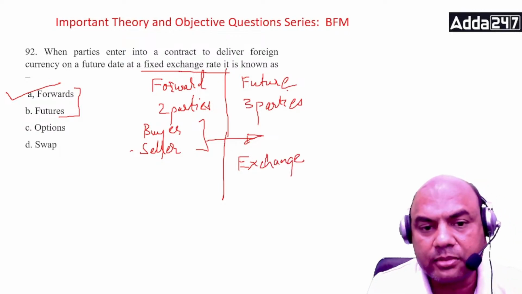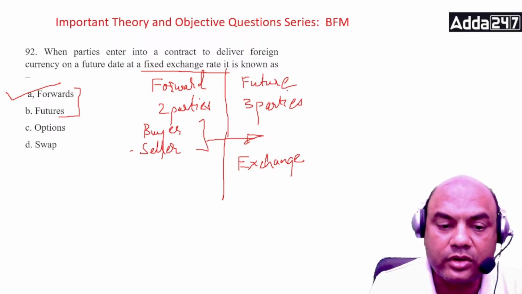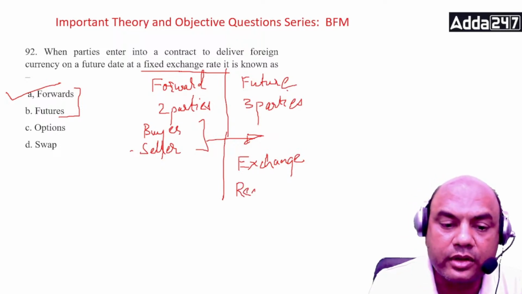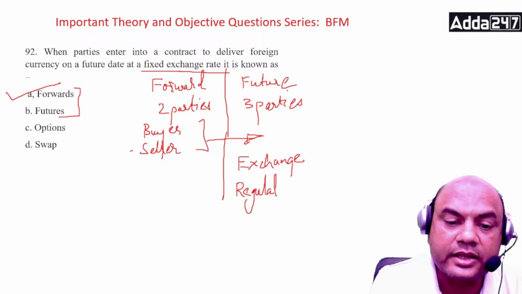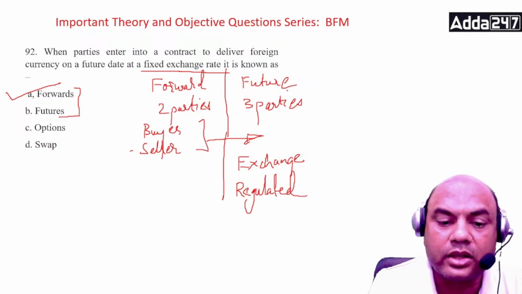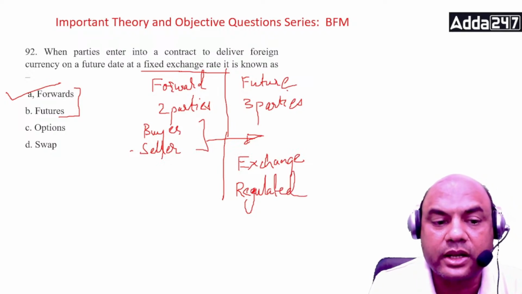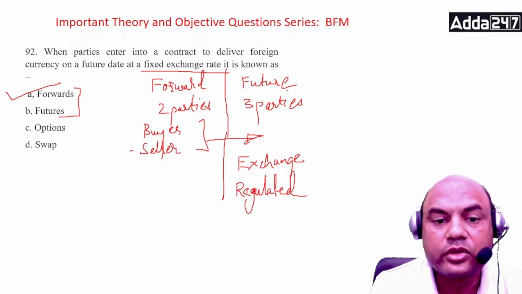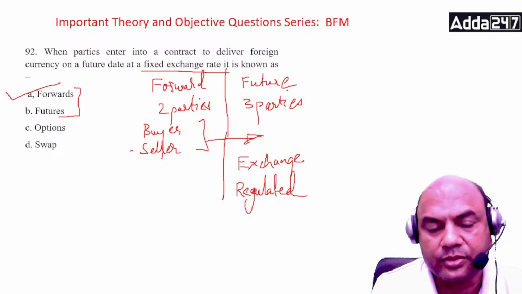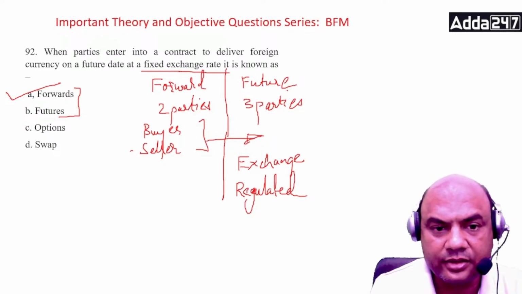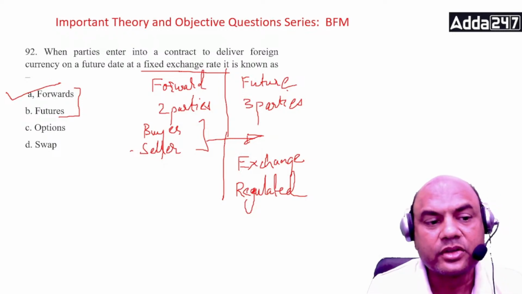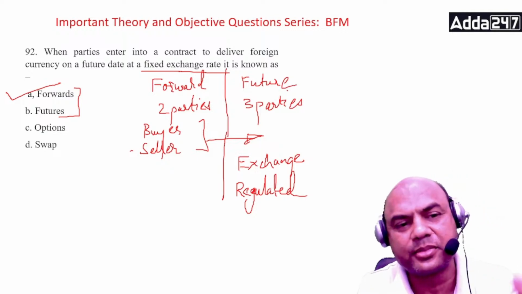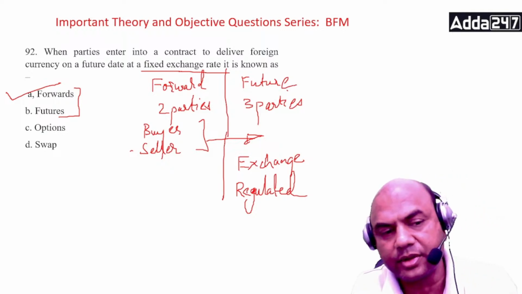So always remember, future is a regulated forward. Regulated means there is the exchange who deals with all the regulations. Here the rules and regulations are decided by these two parties only. So future is a regulated forward. Got it? Clear? Next one. Options and swap I'll explain someday later whenever the topic comes.